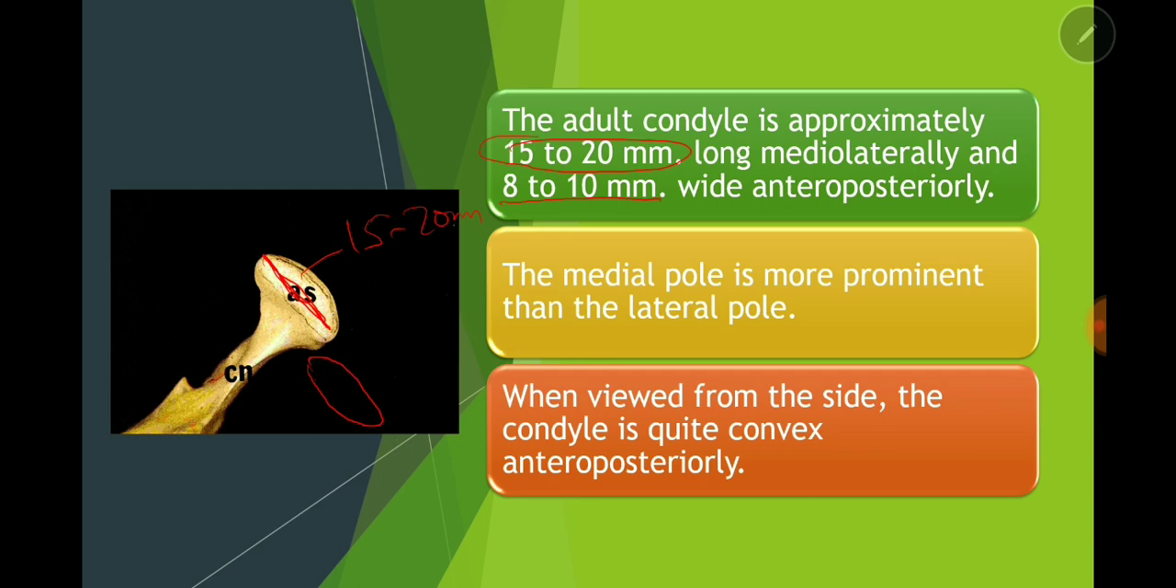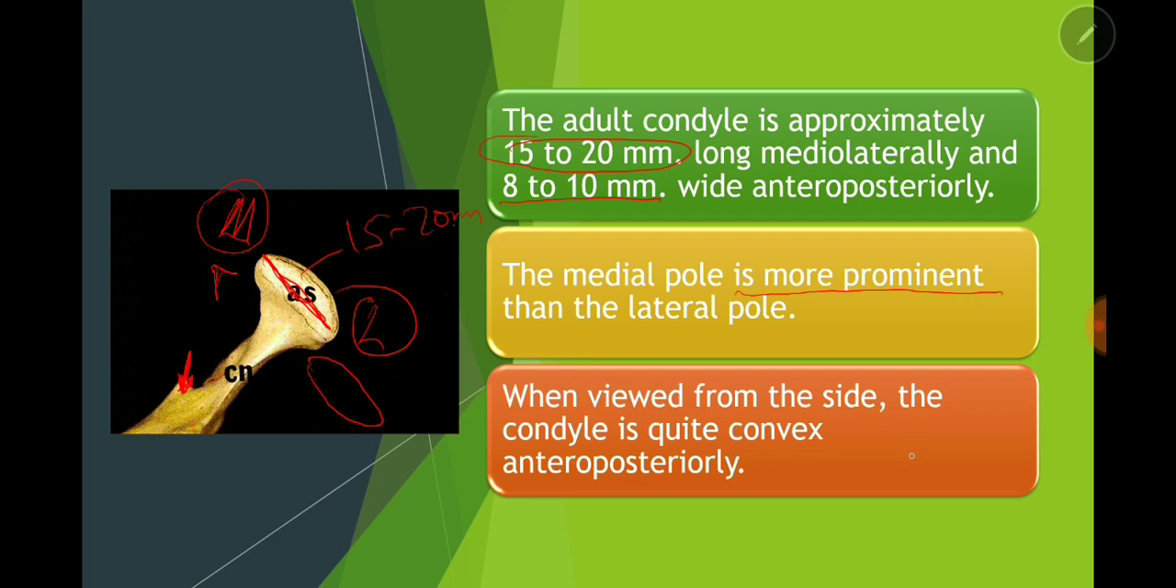So you have the medial pole and the lateral pole. How do you know which is lateral and which is medial? If you know the anatomy of the TMJ, you can see this is the lingula, where the sphenomandibular ligament attaches, and that is on the medial side. That's how you identify it, so you have to know your anatomy. The medial pole is more prominent, meaning it's pointed, compared to the lateral pole.